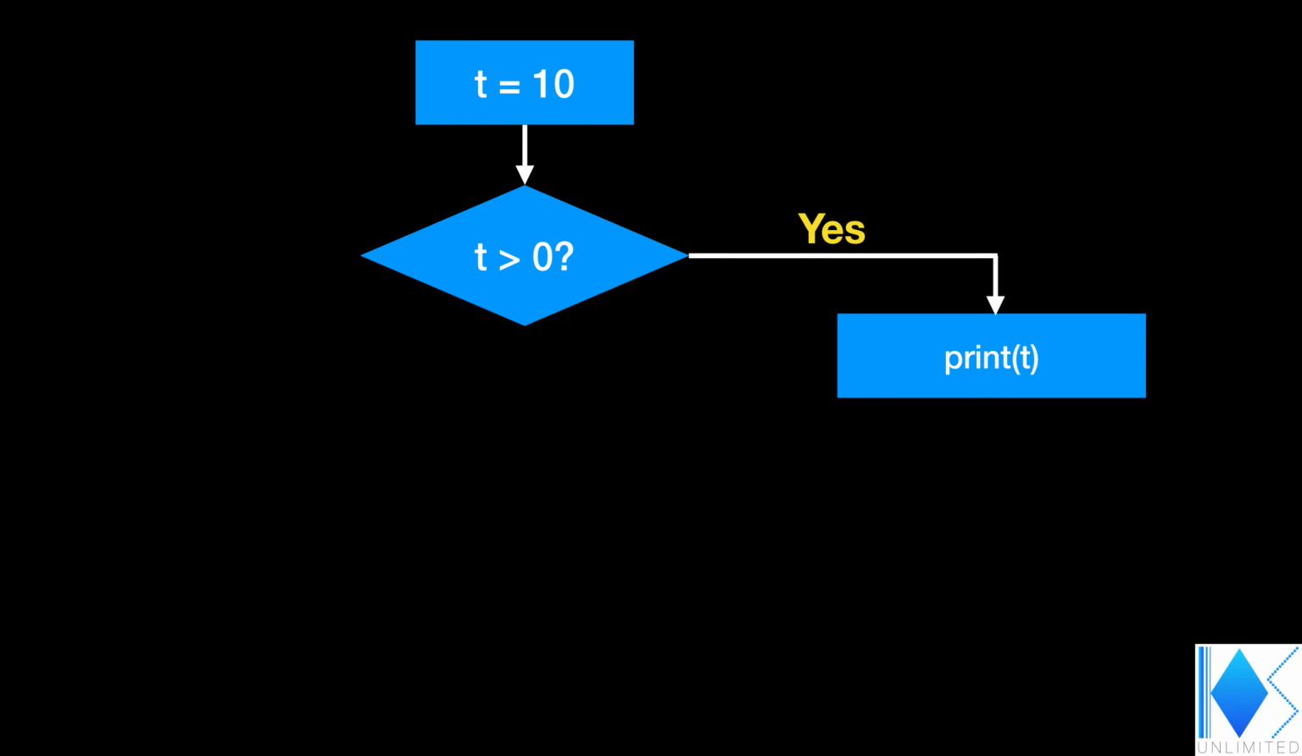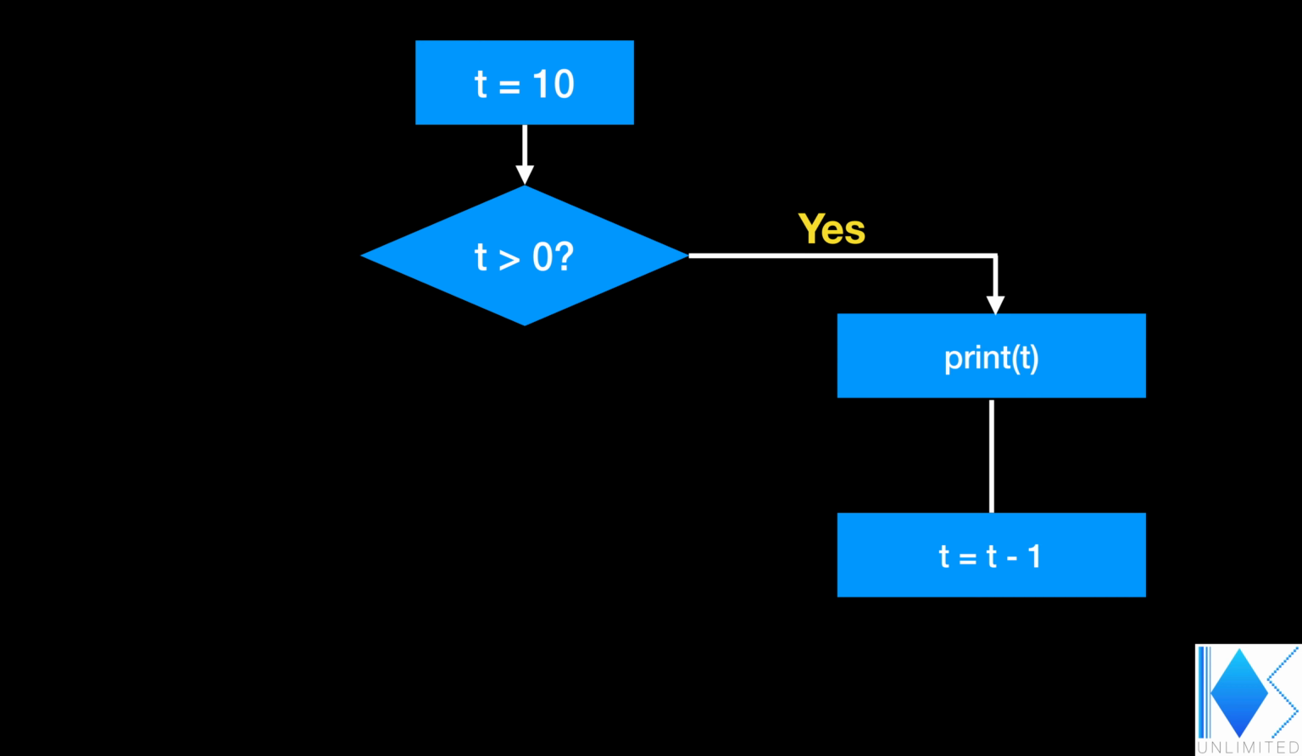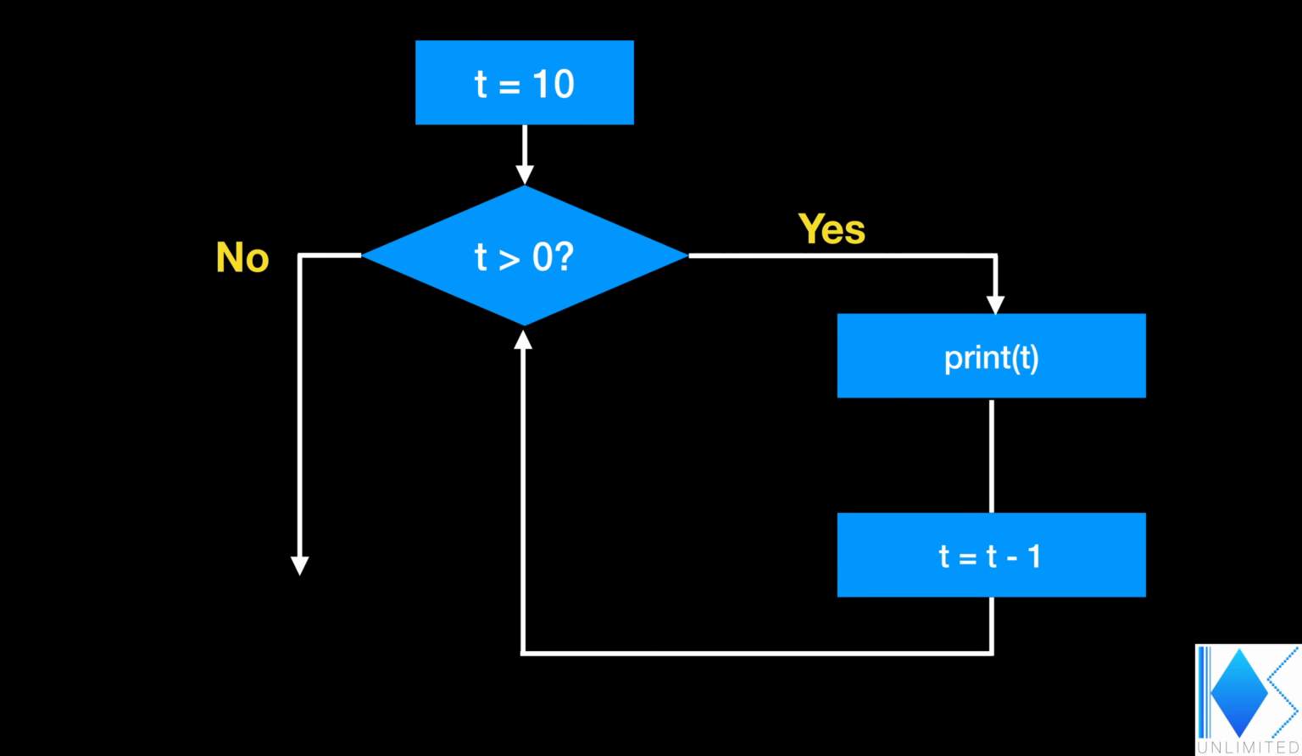Let us go through the diagram step by step. The variable t is set to 10. If t is greater than 0, the loop iterates the code in the while loop, which is printing the value of t and then decreasing the value of t by 1. This is repeated until the value of t is equal to 0. When that happens, the program will continue to print launching to the screen.